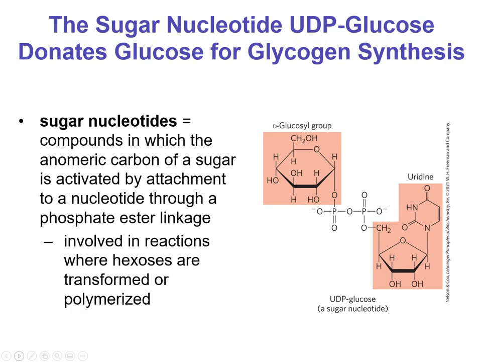Let's talk about some other ways that we use glucose. So we can take glucose and add a UDP, and that is how we actually make glycogen. So the sugar nucleotides, you've got an anomeric carbon of a sugar attached to a nucleotide. We need to do this reaction so that we can form UDP-glucose and activate the glucose to add it to a growing glycogen chain.